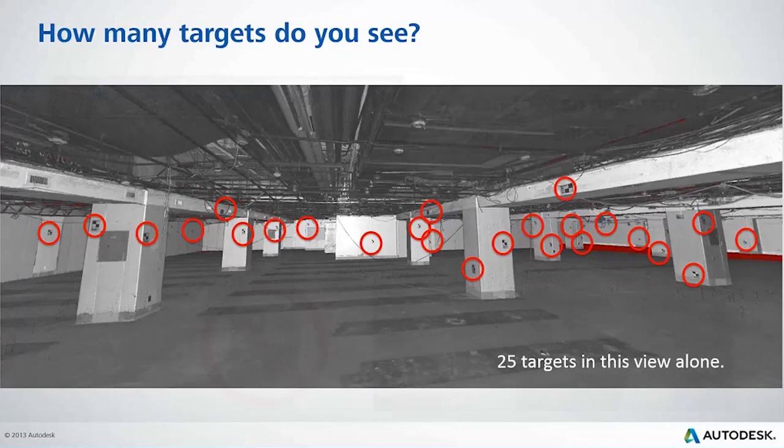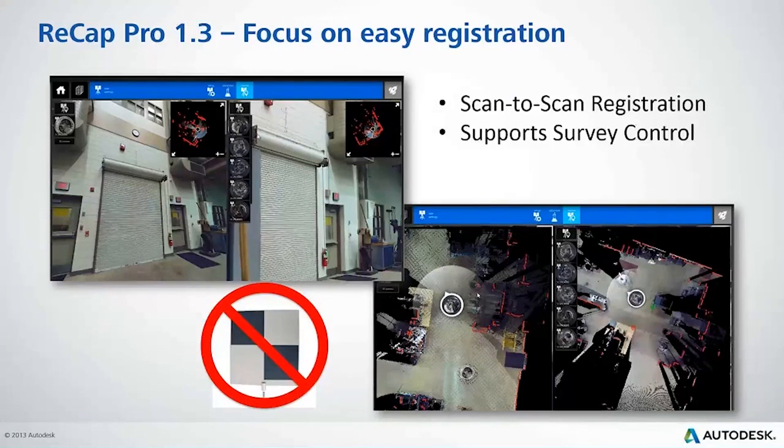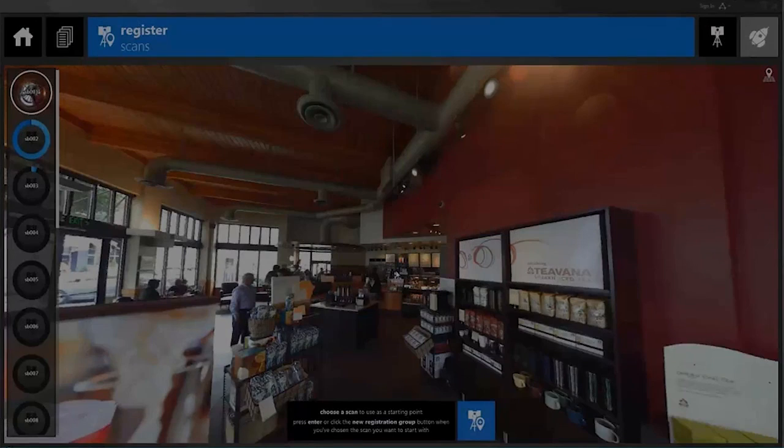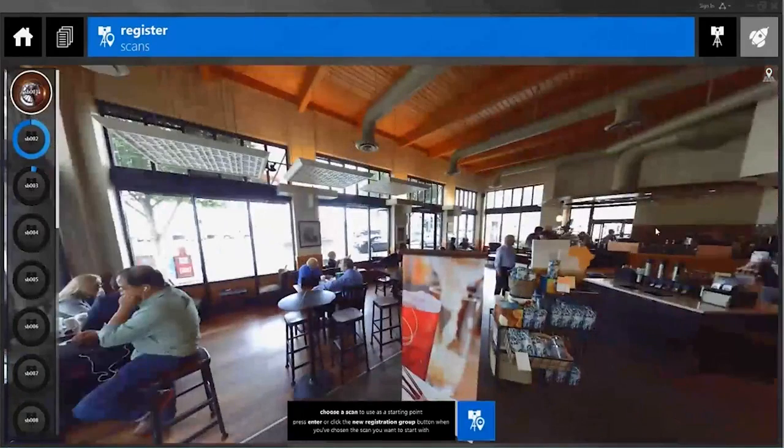What we've done is we've removed the need for targets. Targets can still be useful, but we've removed the need for targets through really easy, what we call targetless registration. And the targetless registration looks just like this. So this is a Starbucks, right?